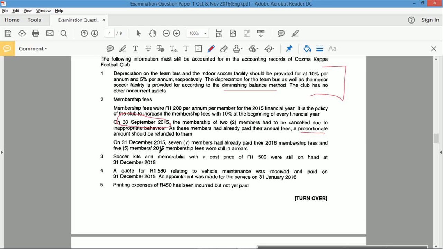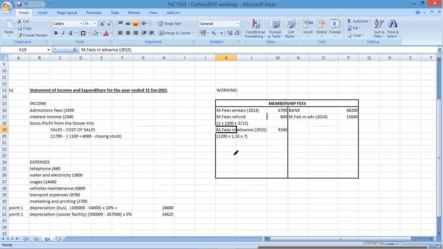Right, and 5 members were still in arrears. Okay, so 5 members still owe us. So if they're still owing us, it's accrued income. So this year, you'll record a debit for accrued income, and you'll increase your income because it's too little. Makes sense? Yeah, it's current year. Okay, so this would be accrued, or let's use the same as what I wrote earlier. Membership fees arrears, bracket 2015, meaning they're still owing you. Okay, so current year's membership fees. How many? 5 members. Okay, so 5 members times the 1,200.